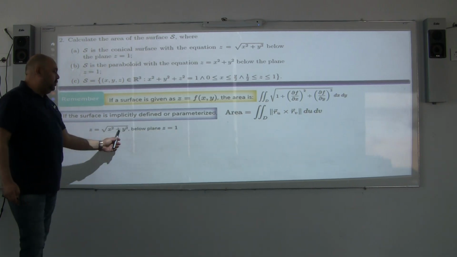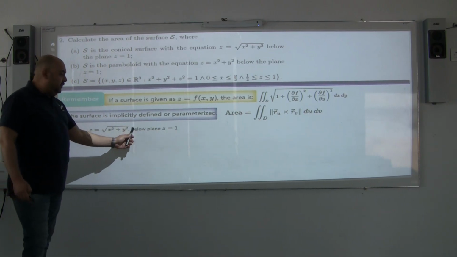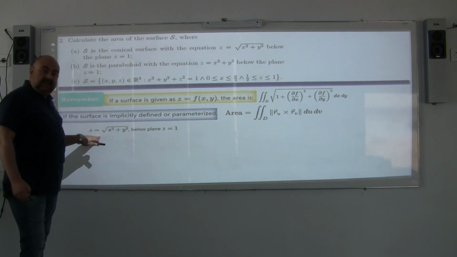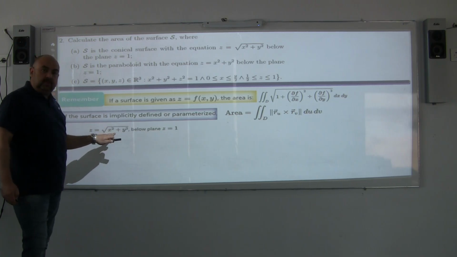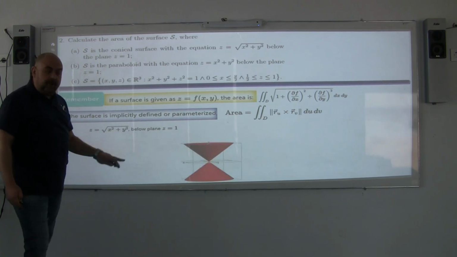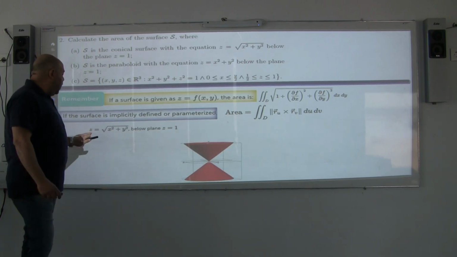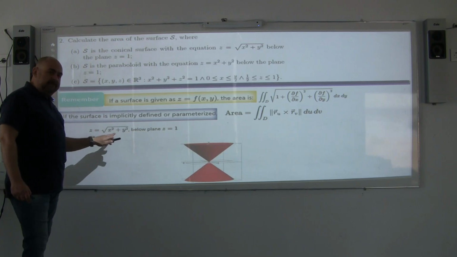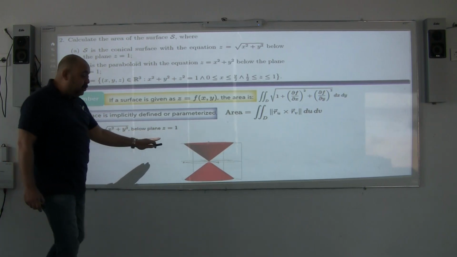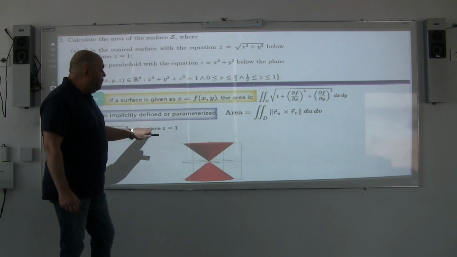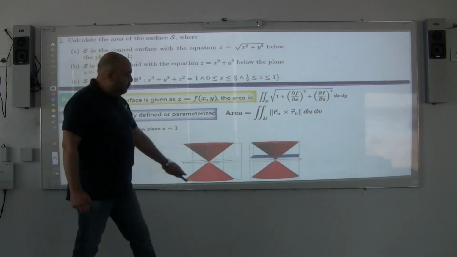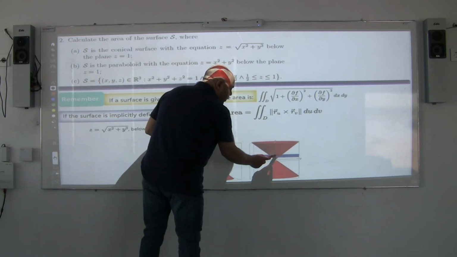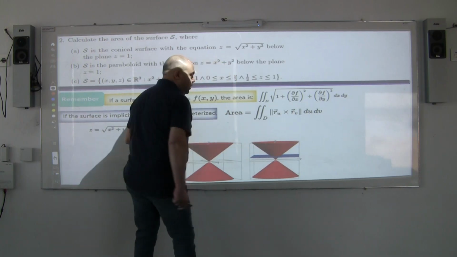So z is x squared plus y squared, below the plane z equal to 1. The first question is, what's that? z is equal to the square root of x squared plus y squared. If you remember, that's going to be an equation of a cone. So squaring both sides gives z squared. I will move it to the other side, so I'll have x squared plus y squared minus z squared equals 0, which is an equation of a cone. And below the plane z equal to 1, I'm talking about this part here, this small, tiny part.